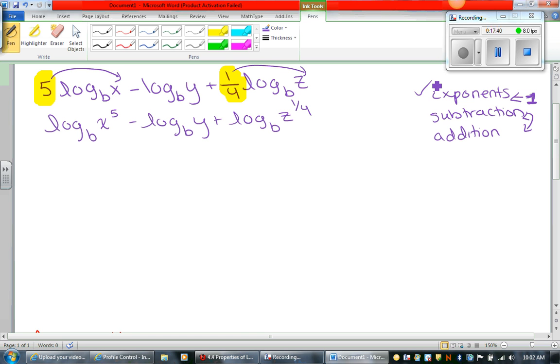Now let's deal with my subtraction. When we're condensing, subtraction goes with division. So log base b of my first x to the 5th divided by my second y, plus log base b of z to the 1/4. Subtraction is taken care of. Let's talk about addition. That addition is going to change to multiplication. Log base b of x to the 5th, and since I would be multiplying x to the 5th, y and z to the 1/4, that goes in the numerator.